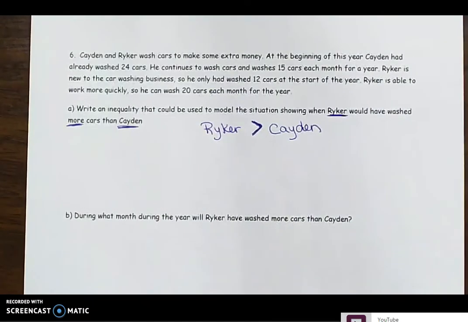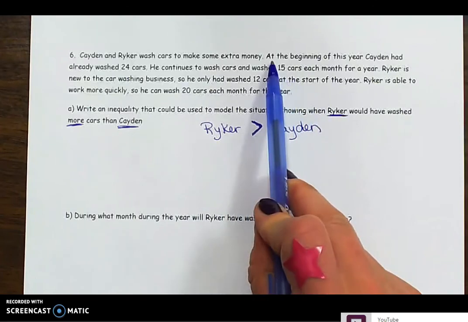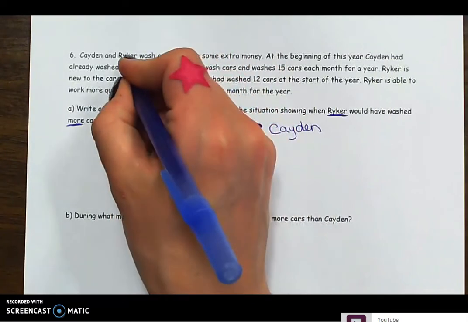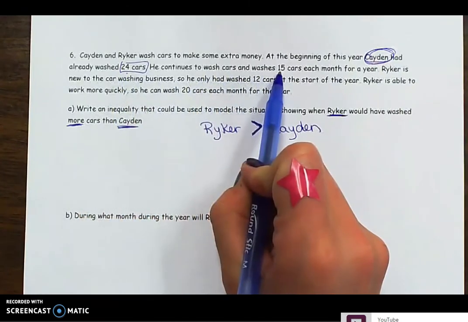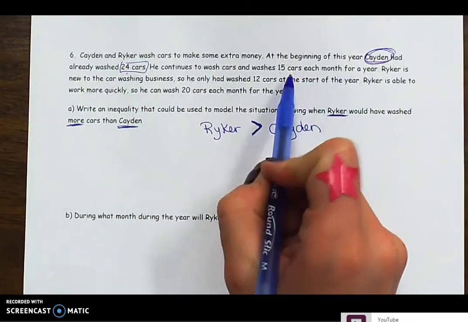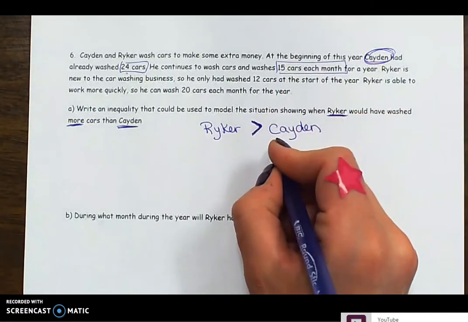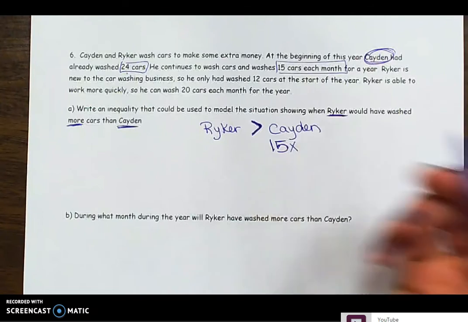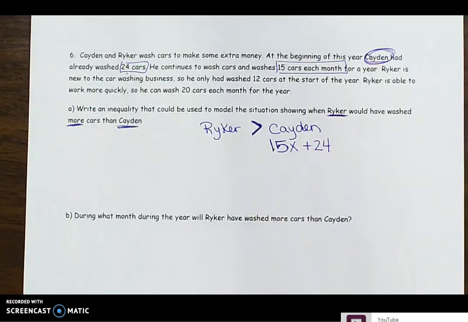Okay, now that I know what we're trying to do, now I'm going to go back up to the top and I'm going to reread for my important information to see if I can create inequalities to put underneath these two gentlemen. So let's take a look. At the beginning of the year, Caden had already washed 24 cars. Okay, so here we're working with Caden. He had already washed 24 and he washes 15 cars each month for a year. So each month he's going to wash 15 cars. So that means 15 is the number we're adding every month. So that's going to get the X next to it. And 24 is what he started with, his starting value. So we just add that on.